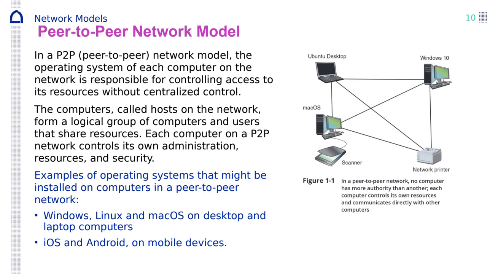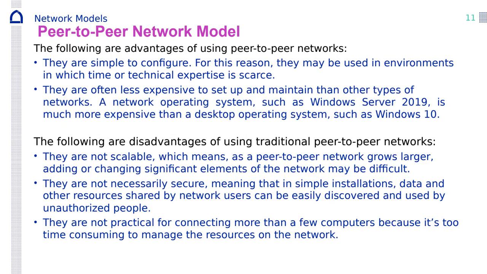This is how it looked like. You see these computers, they are sharing this printer, but there is no security. And if you have many computers, this will not work. The network will be very slow. So it's not scalable. So if we talk about the advantages, please read the advantages of the peer-to-peer network. This is important also.